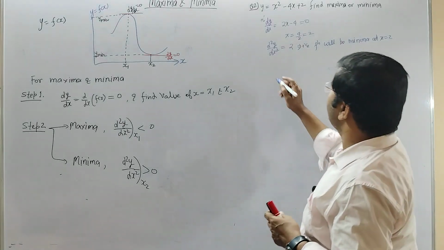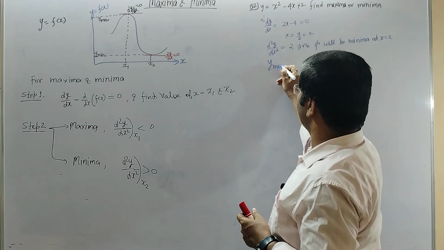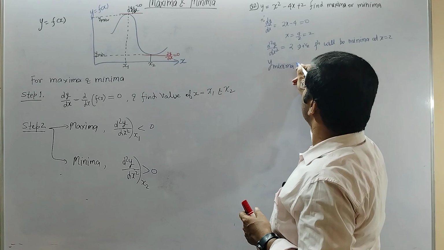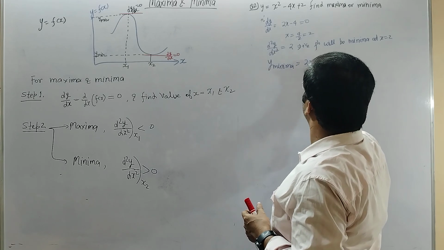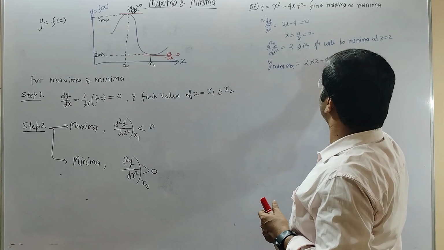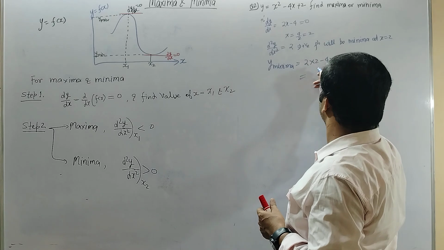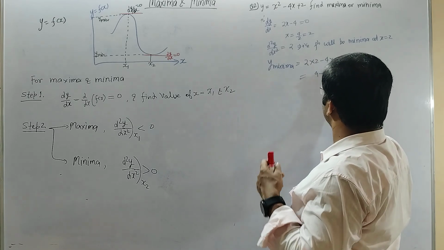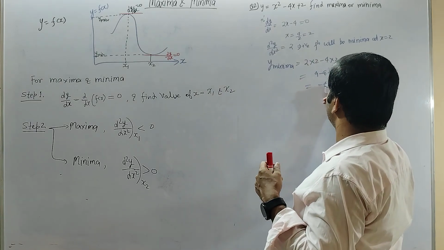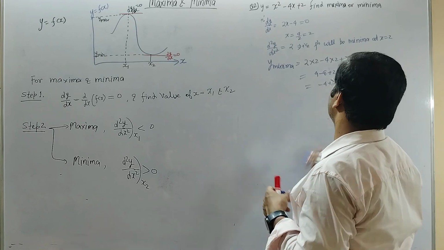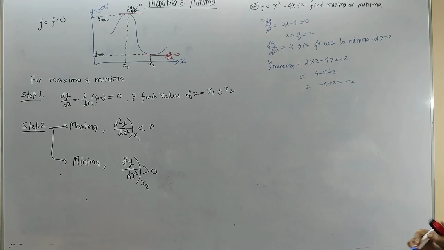Okay, so what will be minima? It will be minima. So minima will be 2 into 2 minus 4 into 2 plus 2. 4 minus 8 plus 2. This is minus 4 plus 2. This is minus 2. Okay, so this is how we can find out maximum and minima.